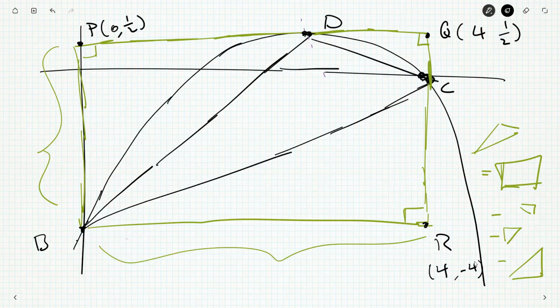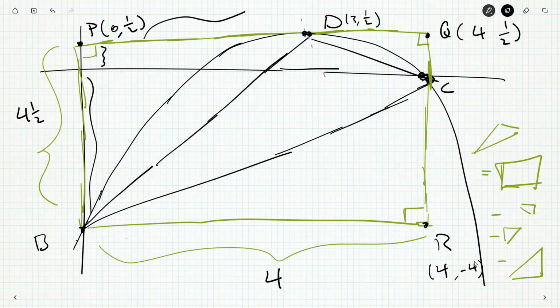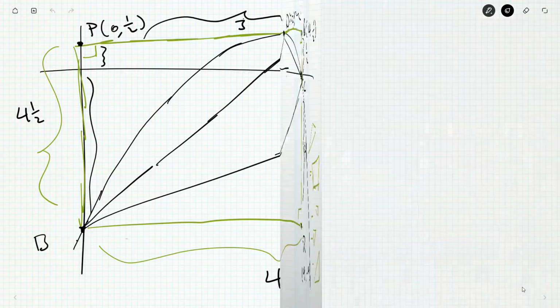Okay, so what do we have? I have a base here of 4. I have a height here of, well, we've got a little half here and then a full 4 here. So this is 4.5. And D is at 3.5. So distance here of 3 and a distance here of 1. And from B up to C, well, C is on the x-axis, so this will be a 4. And so this will have to be a half from C upwards to D. Yeah. Okay, so it's 4 and 4.5.